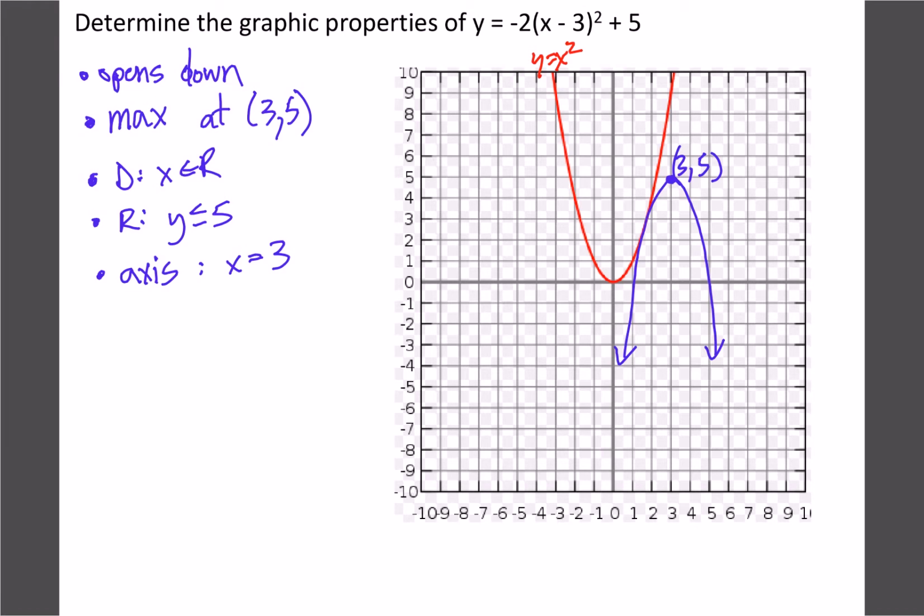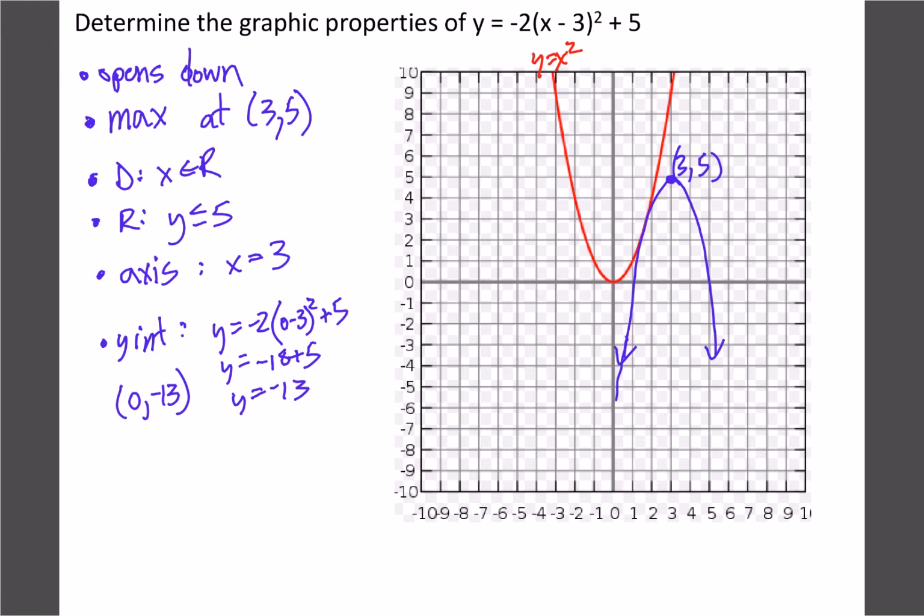So that takes care of most of the features of the graph. So now the only other thing we've got to figure out is our x and y intercepts. So we can see our y-intercept. We can calculate that mathematically. So let's put a 0 in for x. So we'd have -2(0 minus 3) squared plus 5. So if we crunch all that out, we get -3 squared is 9, times -2 would be -18 plus 5. So that gives us -13. So we have a y-intercept at 0, -13. So if we continued this graph on and on forever, we would cross somewhere down there, down at -13.